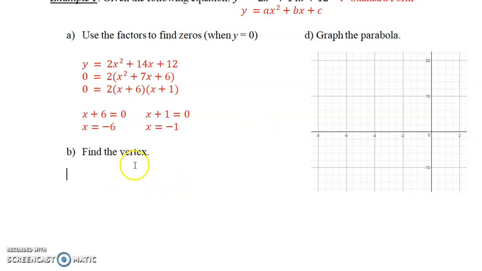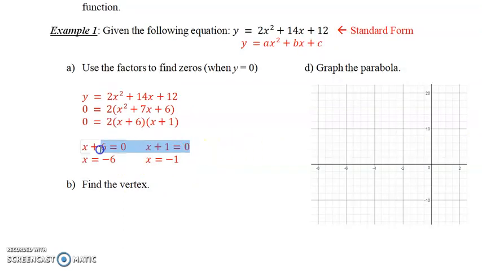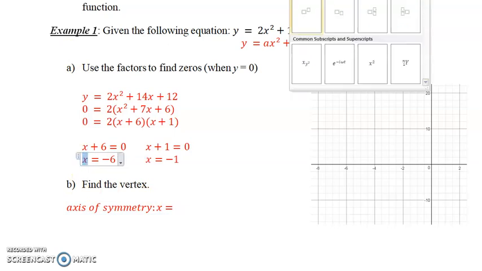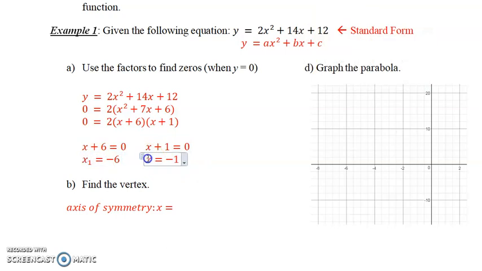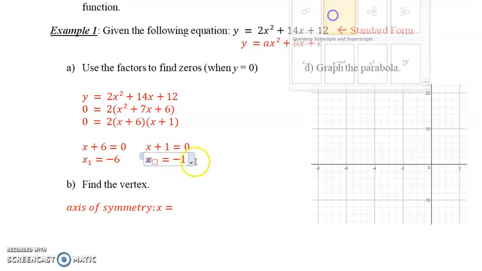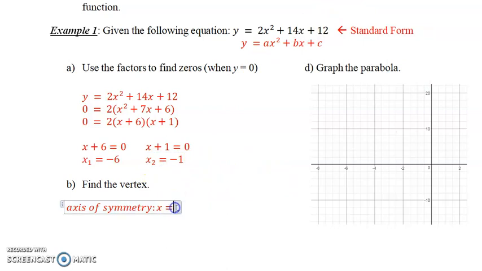Next, we're going to find the vertex. A couple ways to find the vertex. If you have the x-intercepts, and we're doing factor form, so we'll do that first. We do what's called the axis of symmetry. To get the x value of the vertex, we add the 2 x values together. Just for this exercise, I'm going to call them x1, x2. So all we do is add the 2 of these together.